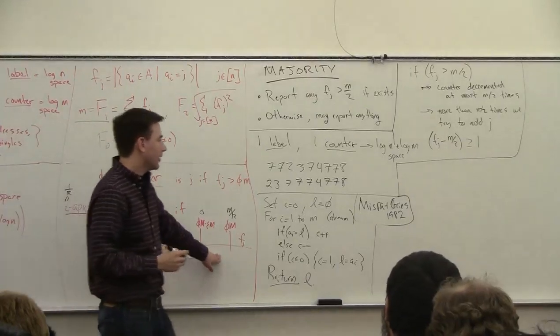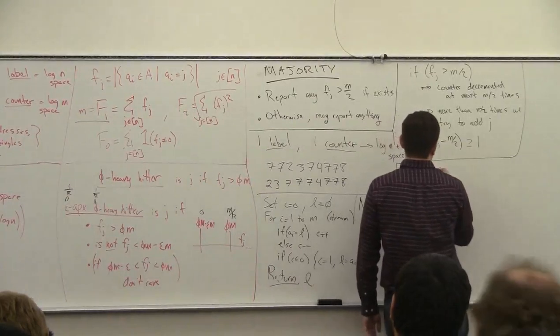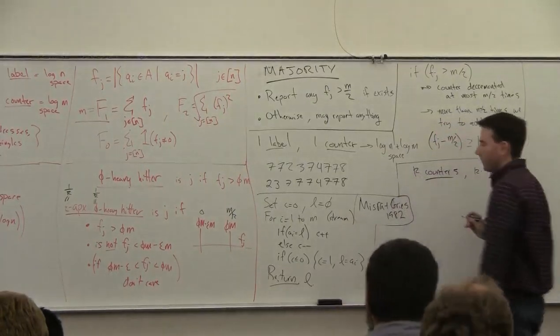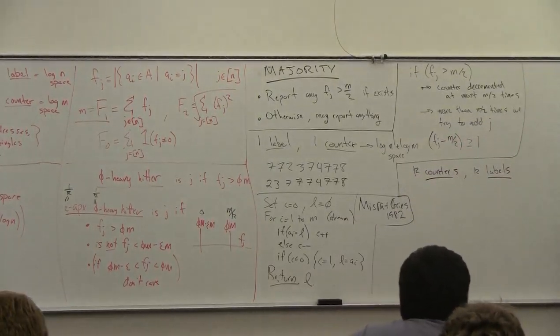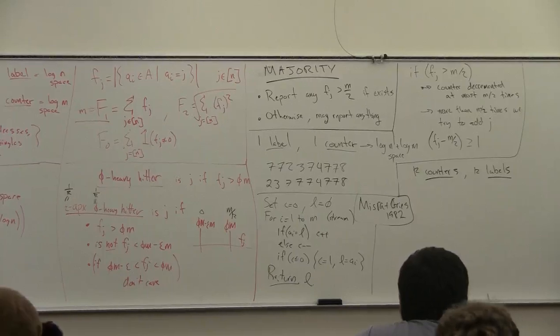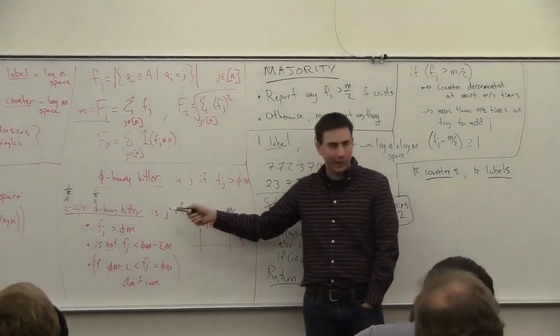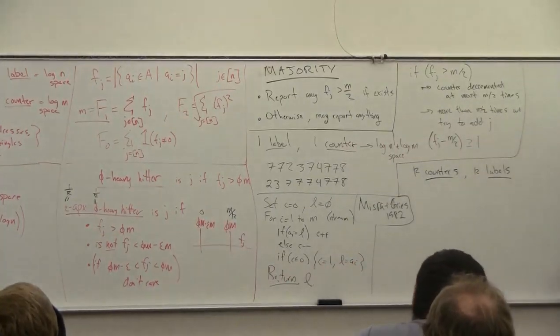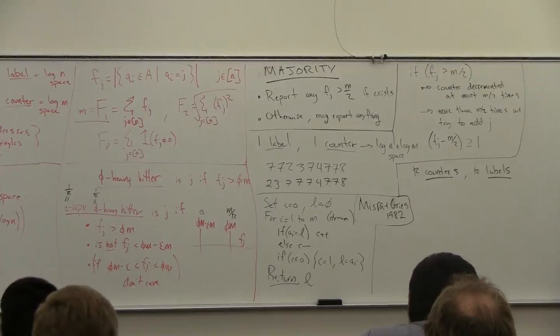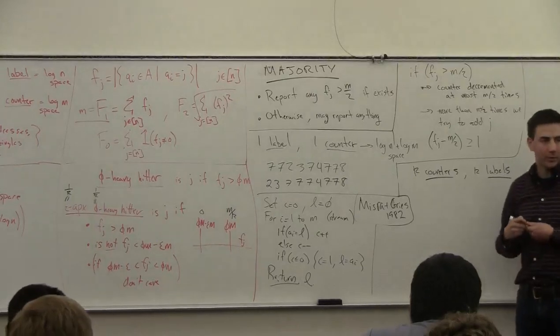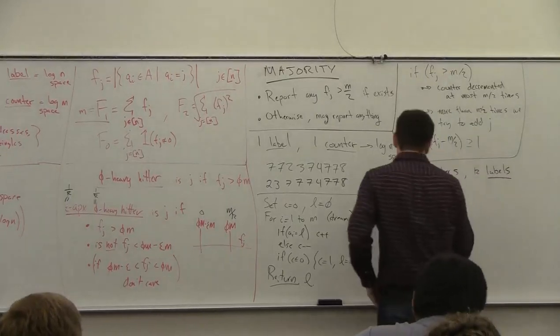Right, okay, so now we're going to solve this, and we're going to use k counters and k labels. Okay? So how do we do this now? How do we solve this problem, the 1 over k approximate 1 over k heavy hitters? So let's think of a simple algorithm, right? So I'm going to give an input.